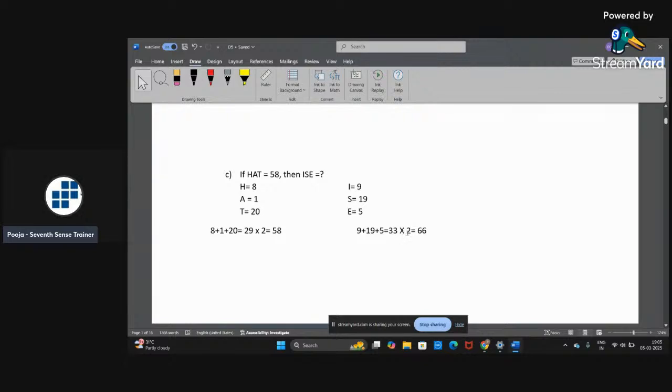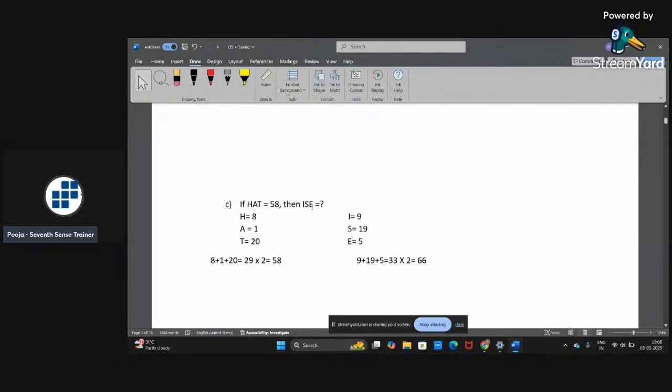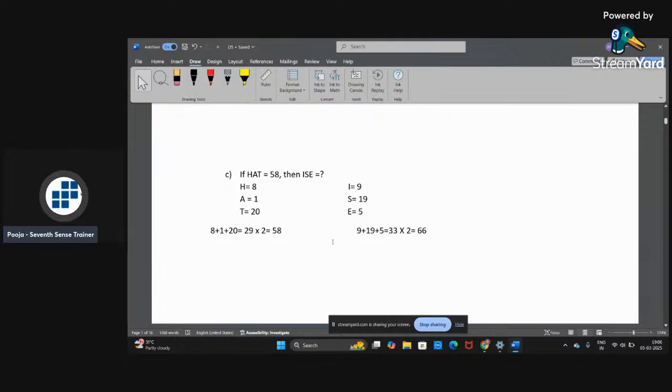We have to multiply with 2 so that it is 66. This is the answer. First, the main thing is we have to find the logic for what they have given. Then that same logic we need to apply for this one. For every question we have to find the logic, and to find the answer, we have to apply the same logic.